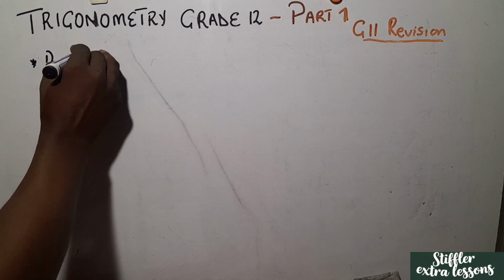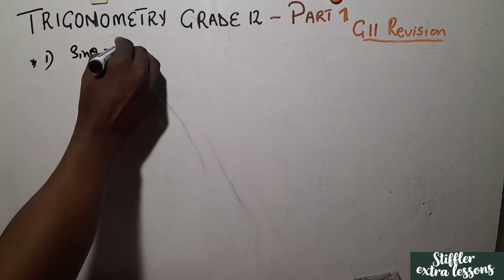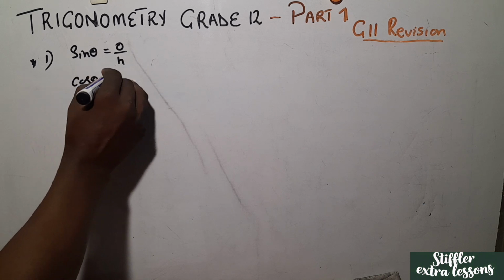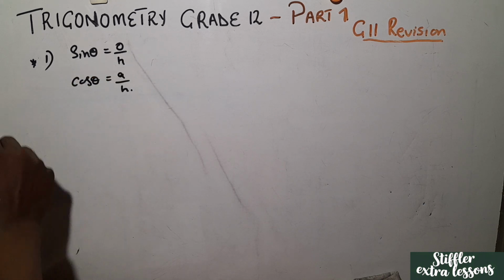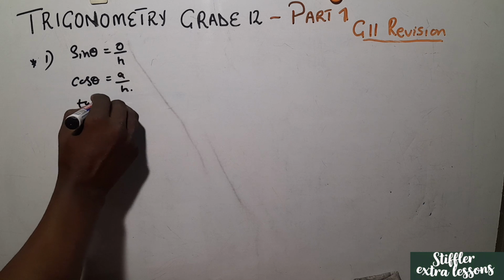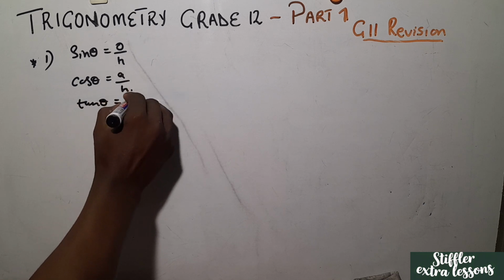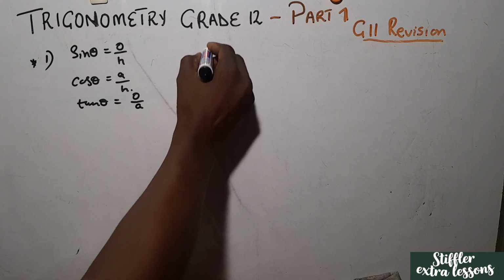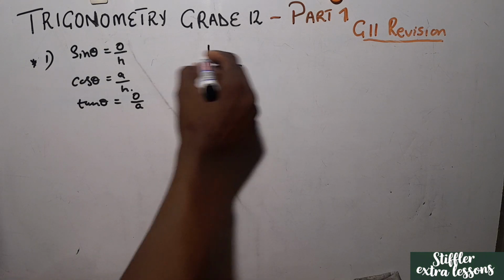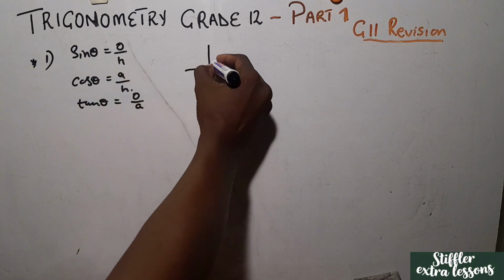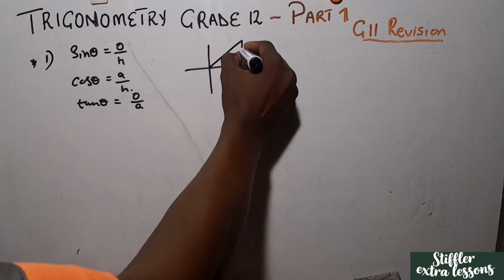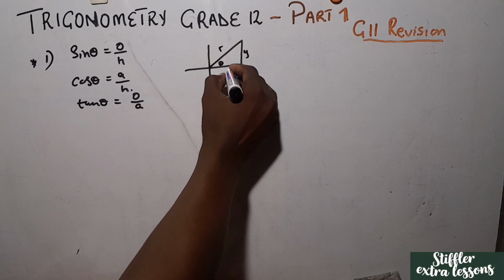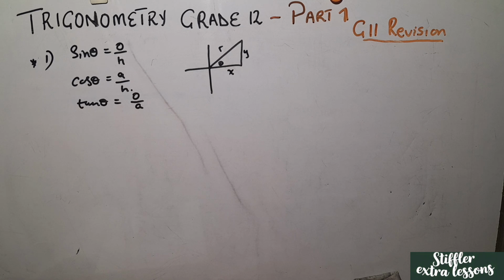We know from grade 10 that sine of theta is equal to opposite over hypotenuse, and cos of theta is equal to adjacent over hypotenuse, and tan of theta is equal to opposite over adjacent. But when you go to grade 11, we learned that trig can be done on a Cartesian plane, where we have something like this, and this is our r, this is our y, this is our x.